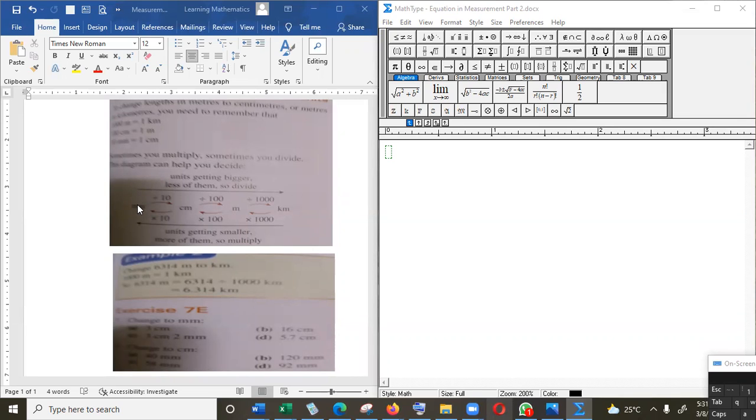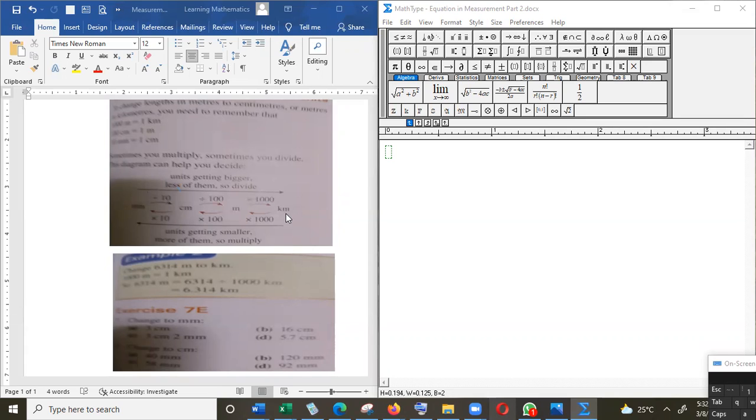Now, if you have millimeters and you want to turn it to centimeters, you have to divide by 10. If you have centimeters and you want to turn it to meters, you have to divide by 100. And if you have meters and you want to convert it to kilometers, you have to divide by 1,000.